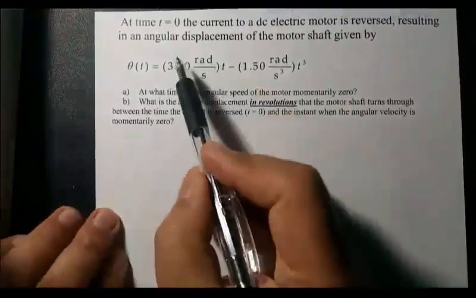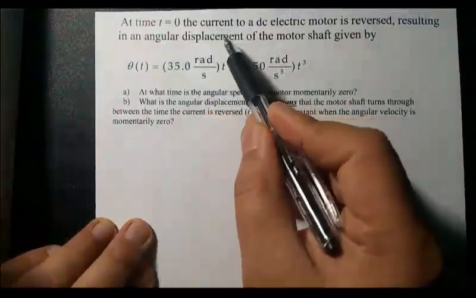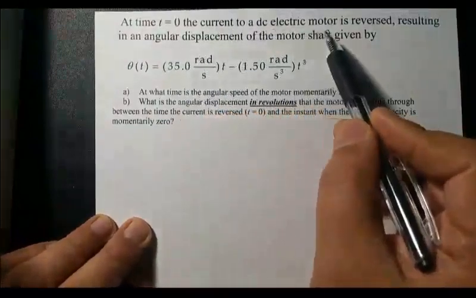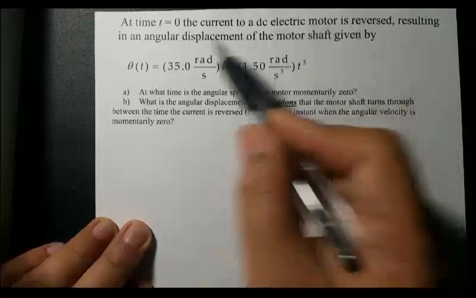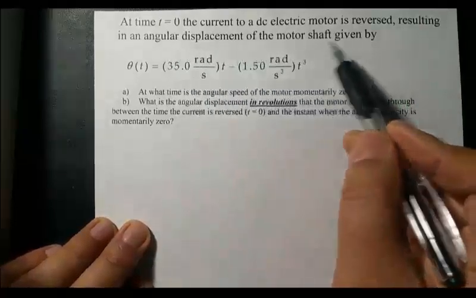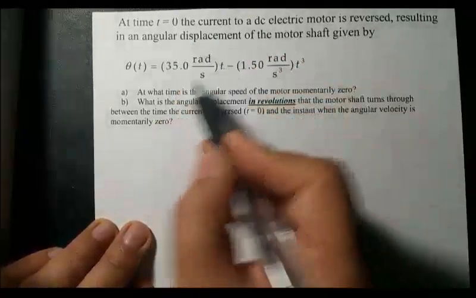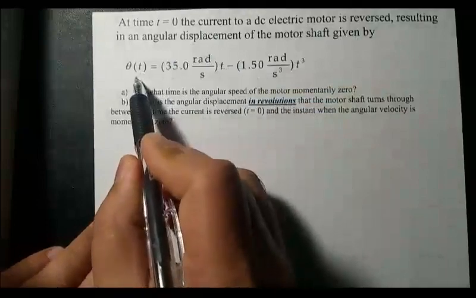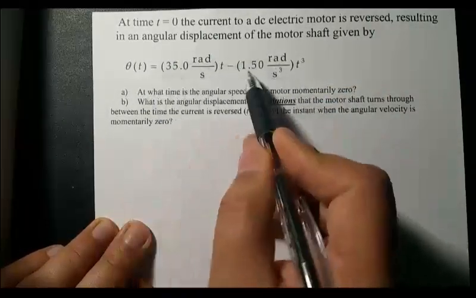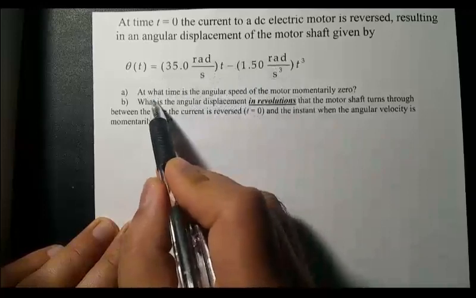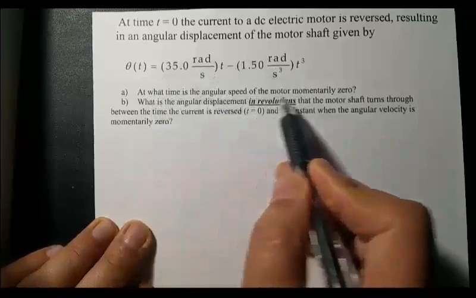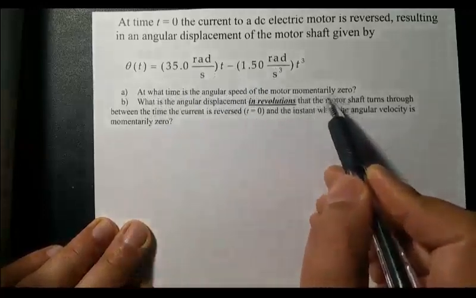So something like that. At time t0, the current to a DC electric motor is reversed, resulting in angular displacement of the motor shaft given. So don't worry about this sentence actually. You're given the angular position of some rotating wheel. So the first question is, at what time is the angular speed of the motor momentarily 0?